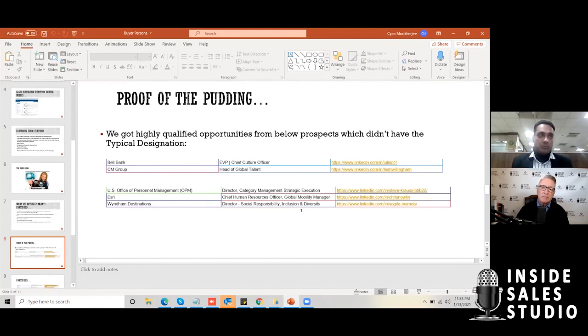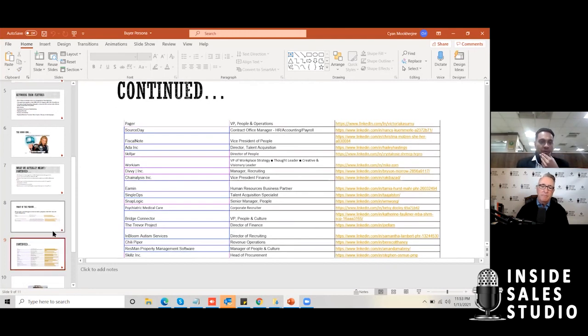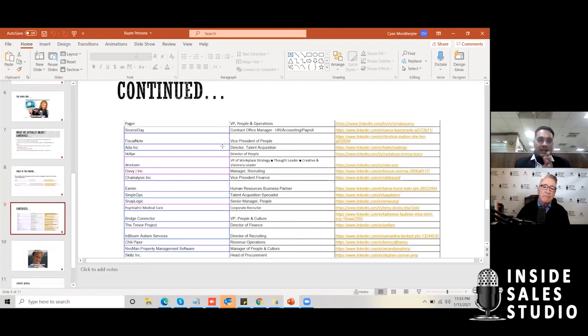Again, we hadn't really thought about it, but when we realized that this can be a keyword which we can use, it does not fall into your typical buyer persona of a chief human resource officer or a director of HR or something like that. Tons of examples we got. We got a VP of People, Director of Talent Acquisition, and these are all from organizations across the world. And these are the designations which we got. So yeah, that's the way it worked, and that's the way it works.